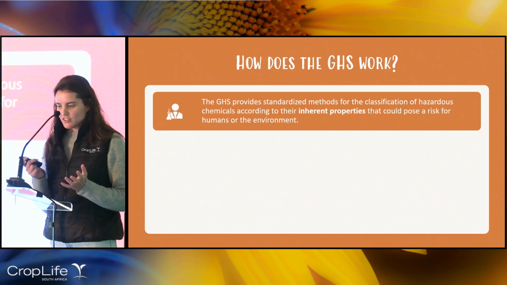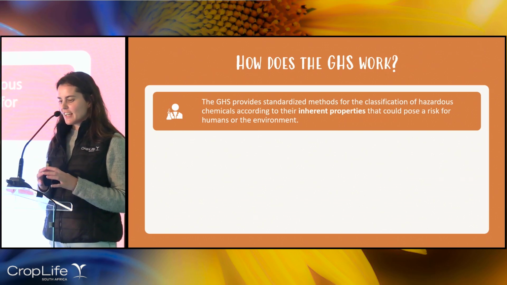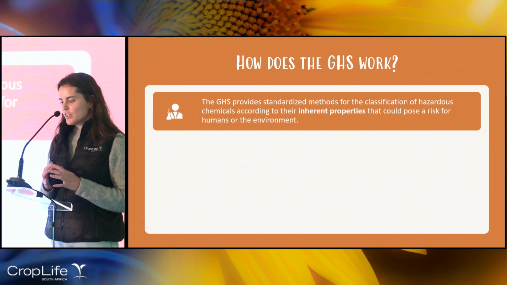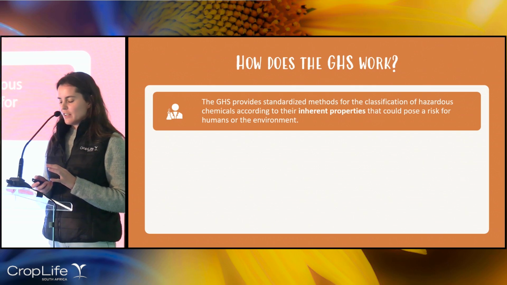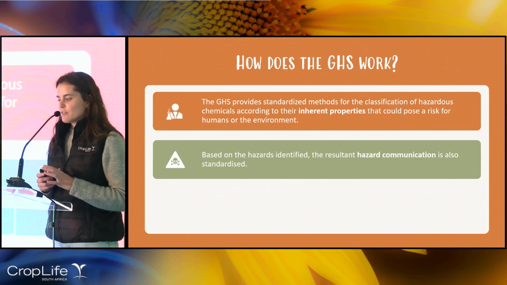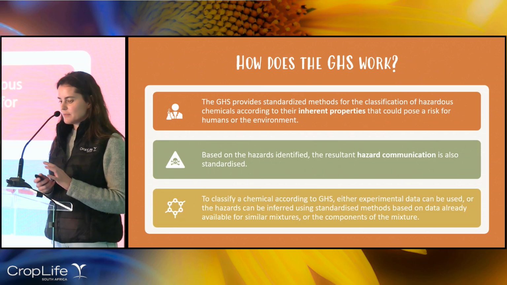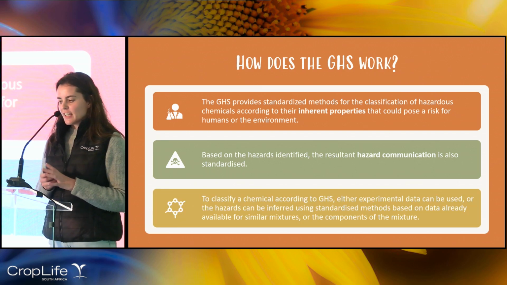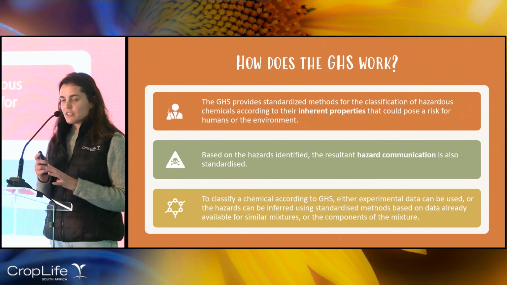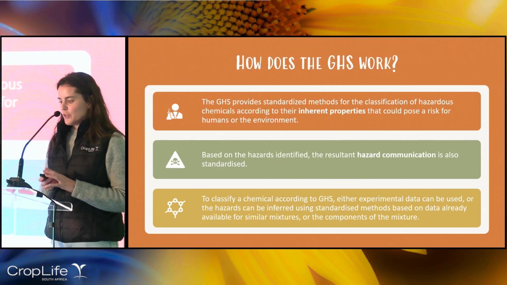Okay, so how does the GHS work? The GHS essentially provides standardized methods for the classification of hazardous chemicals according to their inherent properties that could pose a risk for humans or the environment. Based on these hazards that have been identified, the resultant hazard communication is then standardized on labels and SDSs. To classify a chemical according to GHS, you'll remember in the previous presentation we said sometimes you can use ECHA if you don't have experimental data, or you can use experimental data if you have that data available.